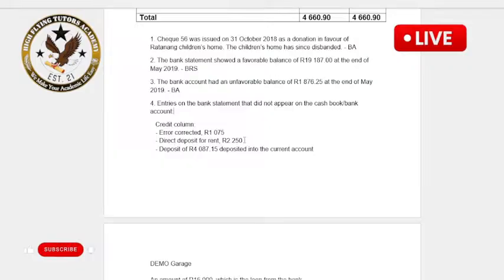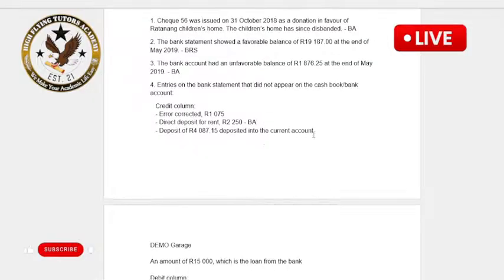So this transaction is going to affect our BA. This is going to affect our bank account because it is already recorded in the bank statement. Therefore, there is no need for BRS.